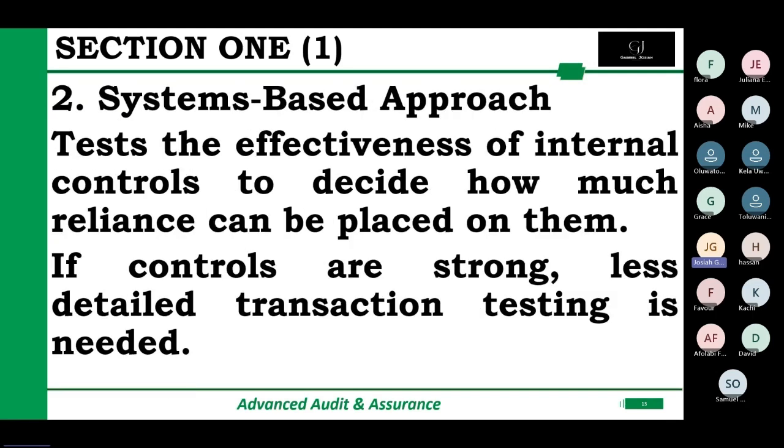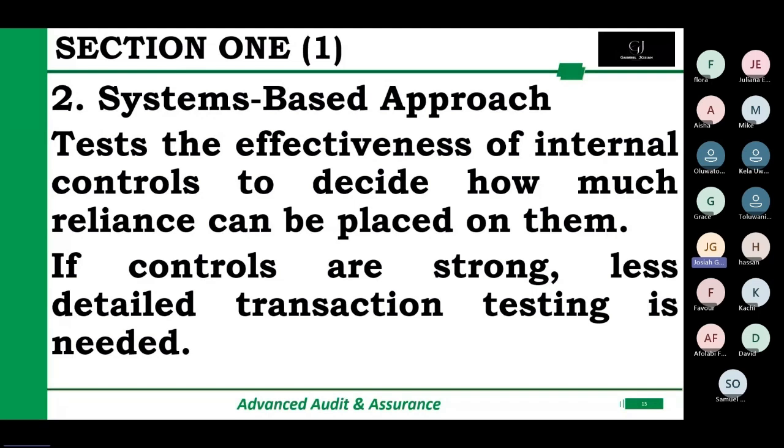Very important. Then the second one is system-based approach. It tests the effectiveness of internal controls to decide how much reliance can be placed on them. So the system the organization used and the controls, if strong, will culminate in lesser detailed transaction testing.